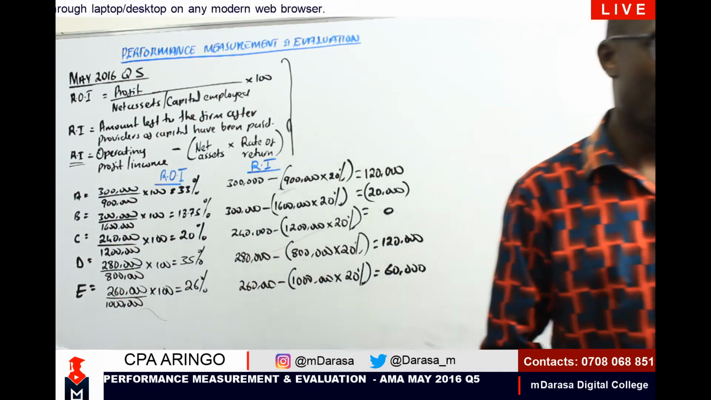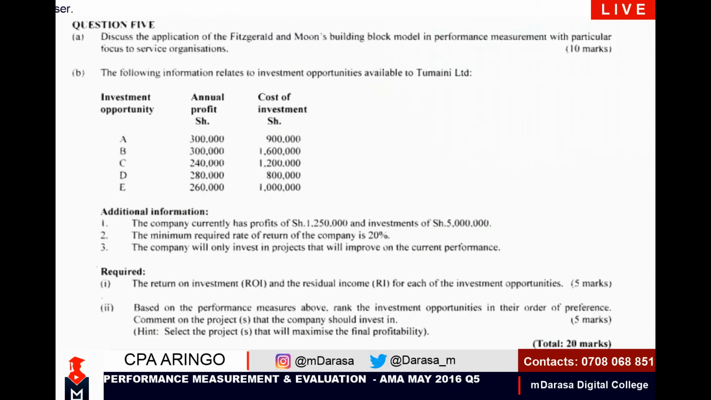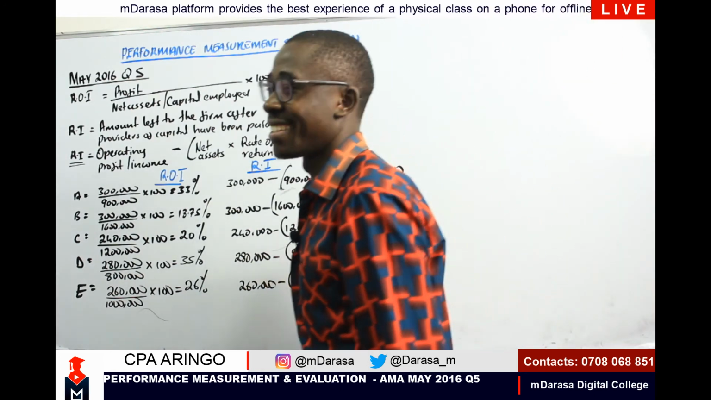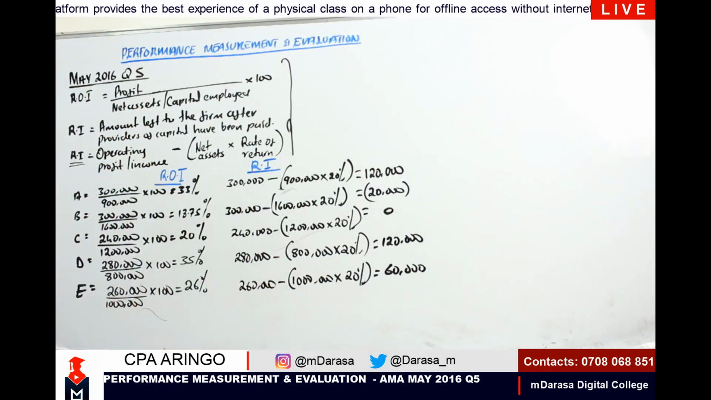The second question, what were we asked, my good students? Look at this case. Part B of the question, you are told: based on the performance measures above, rank the investment opportunities in their order of preference. Comment on the projects that the company should invest in. Hint: select the projects that will maximize the final profitability. Given such, we should just smile, because already at this point, you've prepared almost everything.